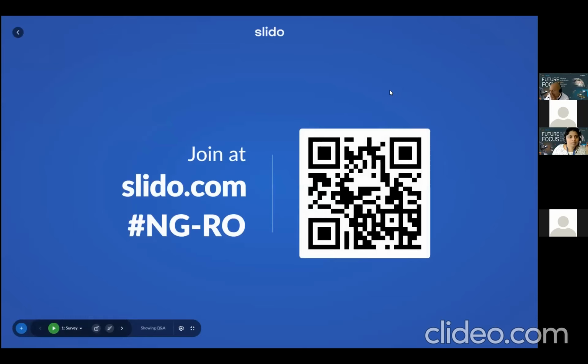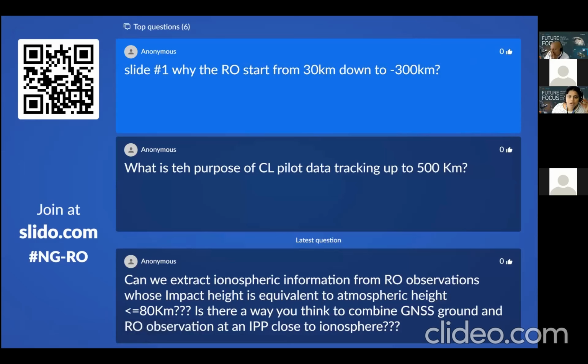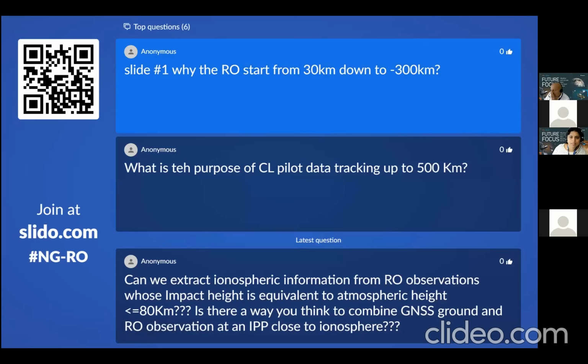So I will start with the first question. Slide number 1. Why does the RO start from 30 kilometers down to minus 300 kilometers? This is not true. In my slides, I was showing that the radio occultation starts from 500 kilometers down to minus 300 kilometers. That's so true, this is just to have also ionospheric measurements and the possibility to extract ionospheric information also from the occultation.